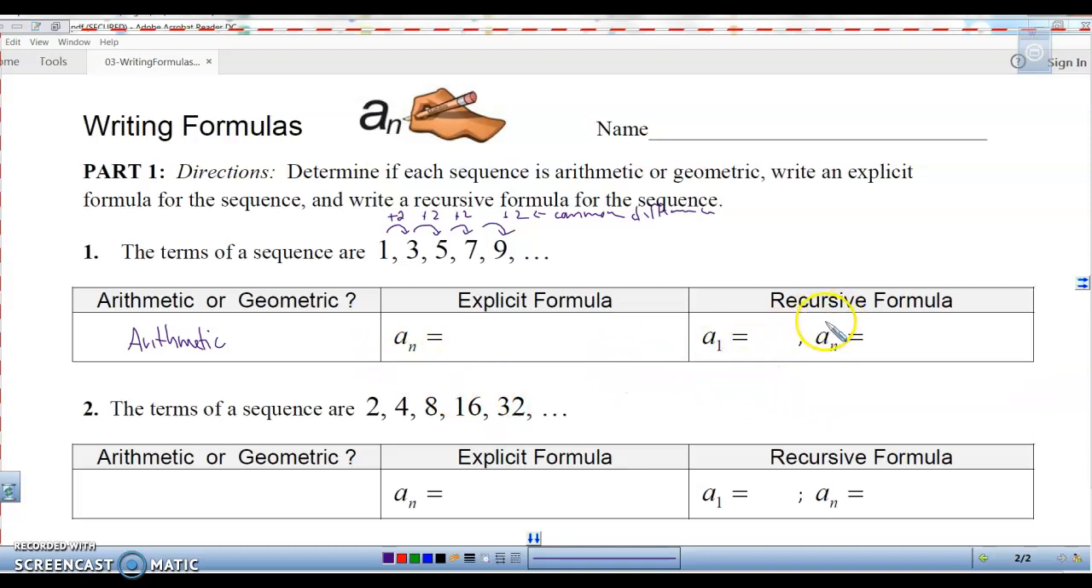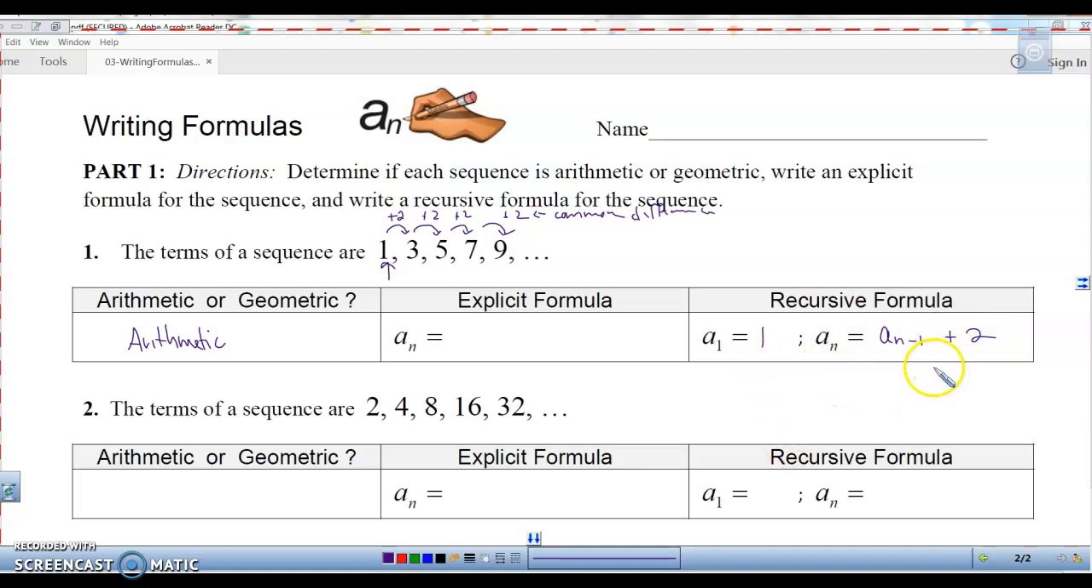With the recursive formula, there are two parts. The first part is the first term. You always have to tell where the sequence starts. What is the first term of this sequence? It would be 1, so A1 is equal to 1. Then the second part is the rule that tells you how to find each term of the sequence using the previous term. If A of n is your term, the previous term would be A of n minus 1. Then what do you do every time on this particular sequence? We were adding 2. So that is the recursive formula.